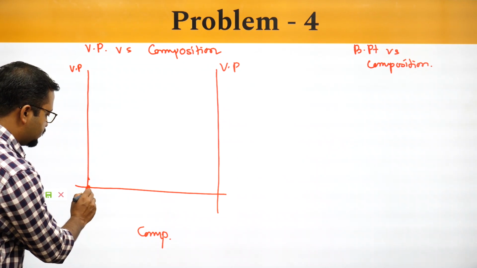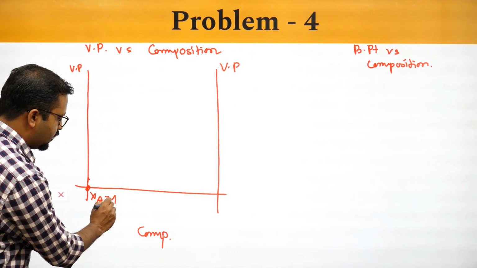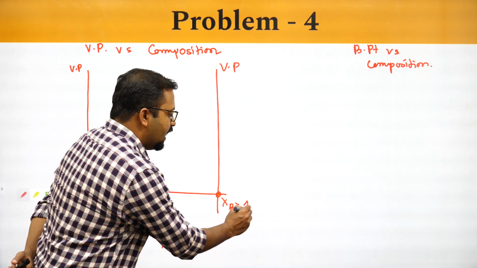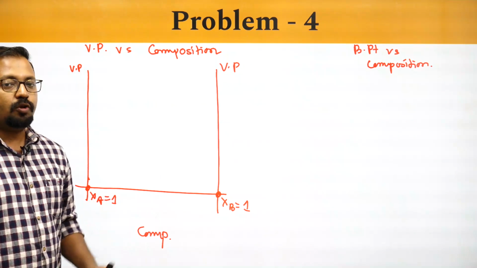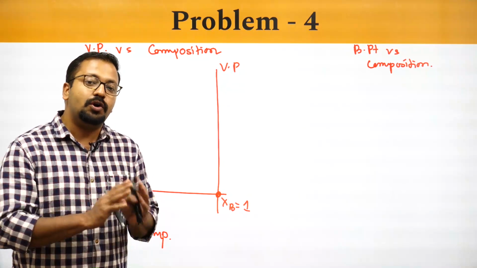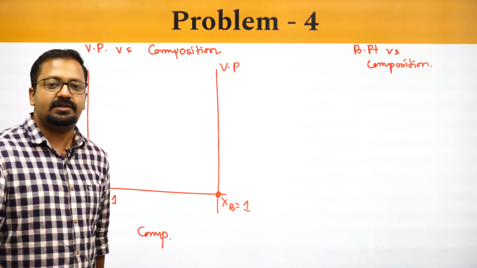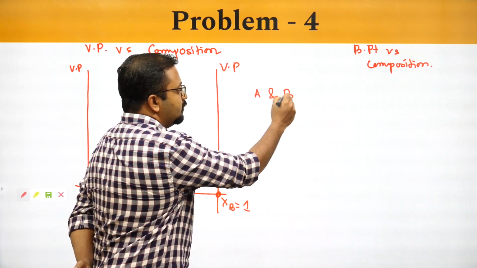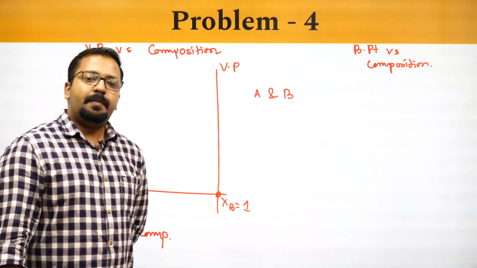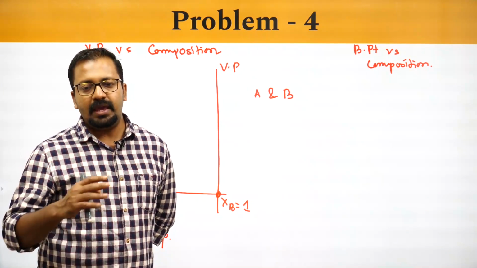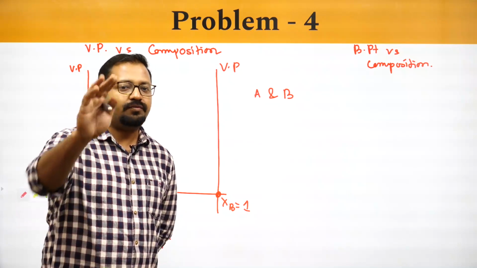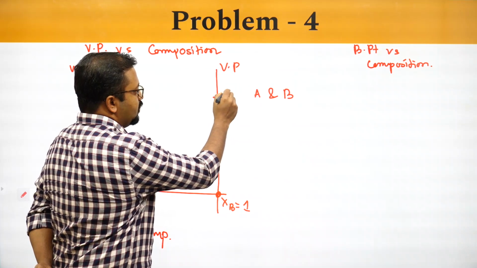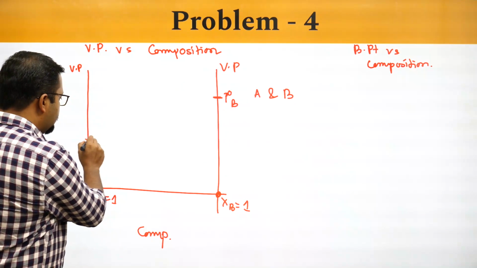So this is the mole fraction of A, 1, and here we take the mole fraction of B, 1. I am taking pure A and pure B. If 1 is taken, that means pure solvents are taken. Okay, if 1 is taken, then it is pure solvent, and I've taken a mixture of two liquids, A and B. Assume that the vapor pressure of B is higher. B is more volatile. If it is more volatile, the vapor pressure will be higher. So the vapor pressure of B is higher. So this is P naught B and this is P naught A.